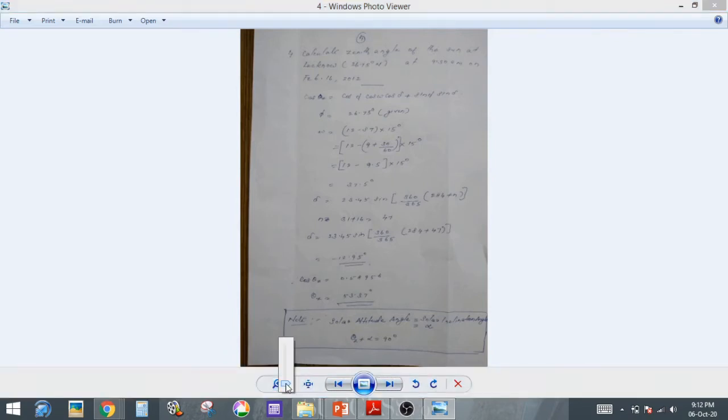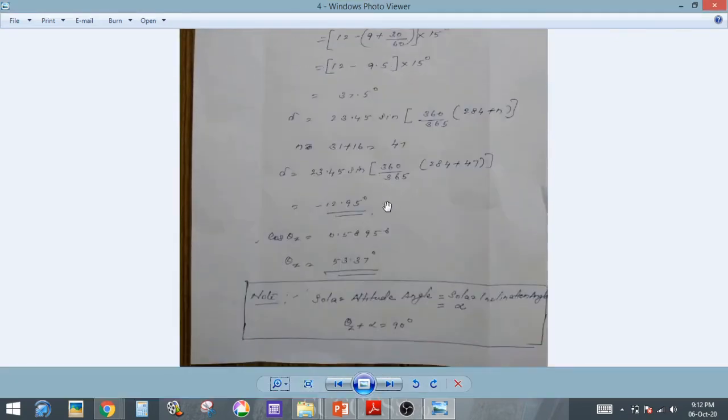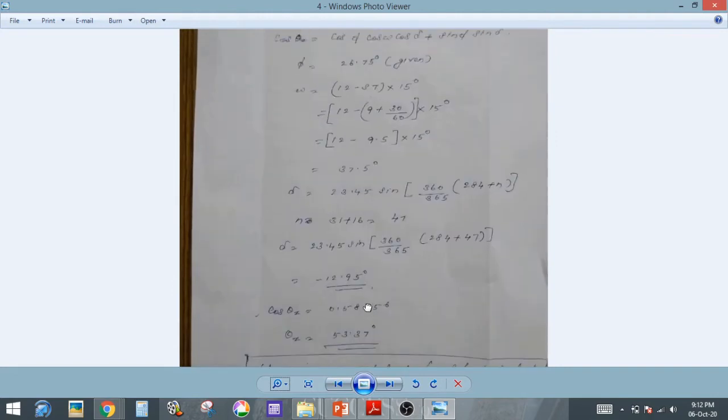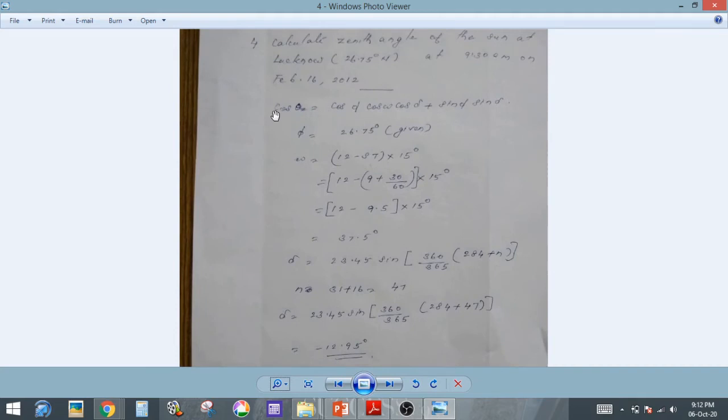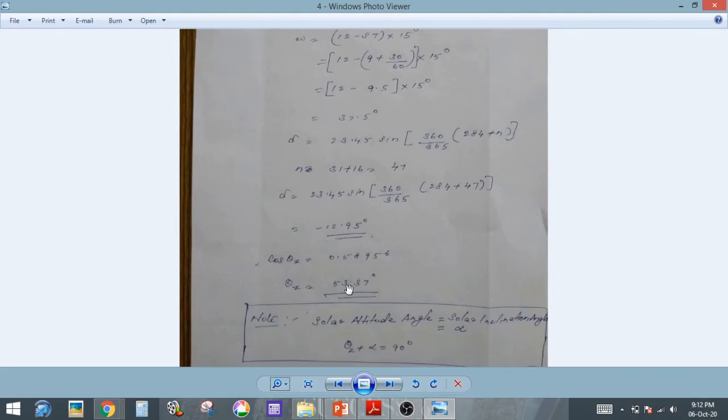Again, we can calculate the value of delta by using the Cooper's equation. We can calculate the value of small n, it is February 16, and we will get the value of delta is minus 12.95. By substituting these values in this equation, we will get the zenith angle theta z.